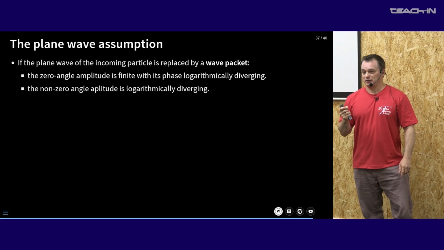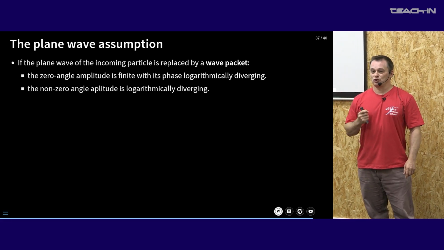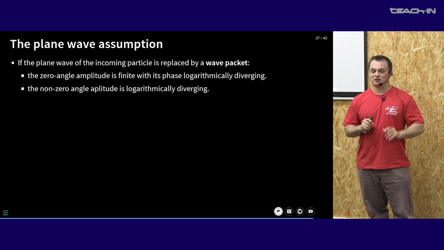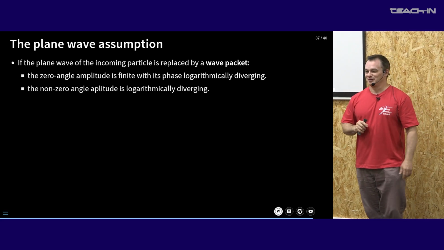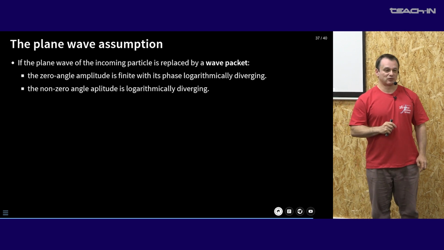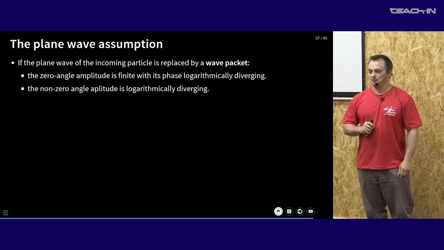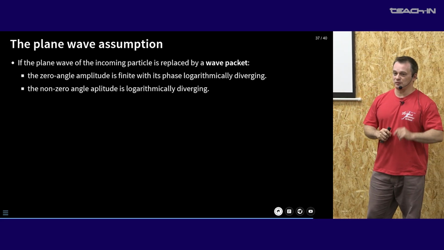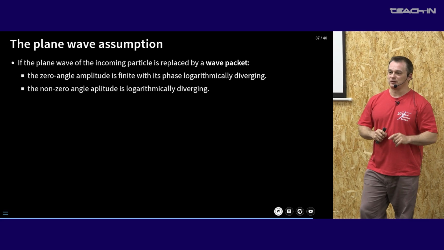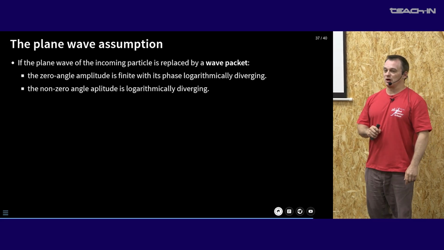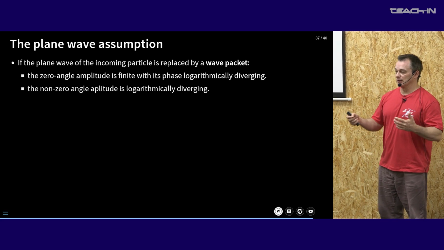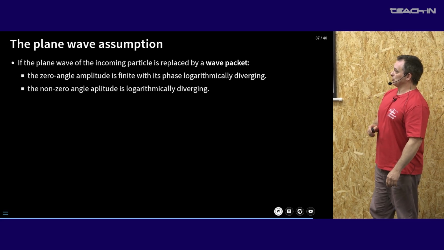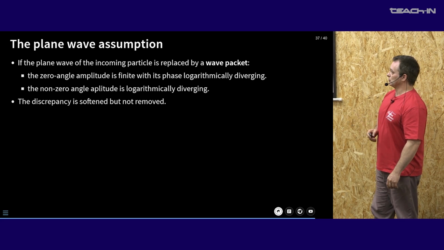This is already much better than the divergence we saw so far, 1 over theta squared. Logarithmic divergence is a kind of tolerable divergence which we can work with, but anyway, it is infinitely large. But this logarithmic divergence points to something important which we so far were not really looking for. So this discrepancy is softened but not removed.